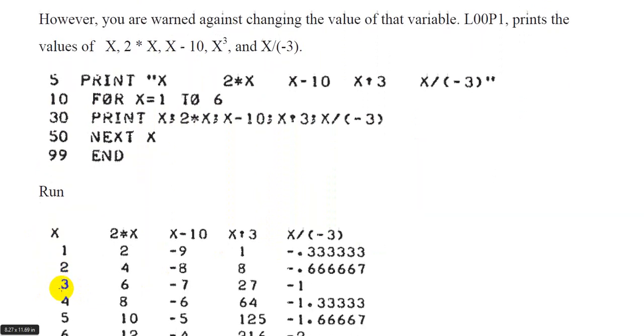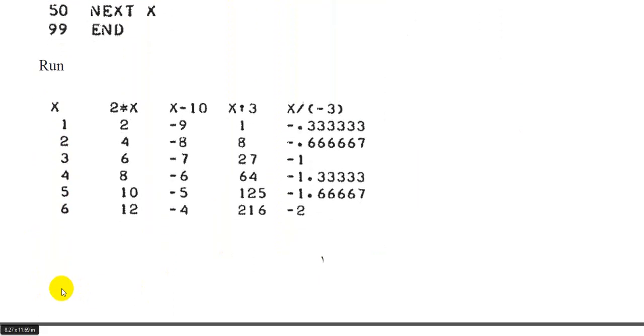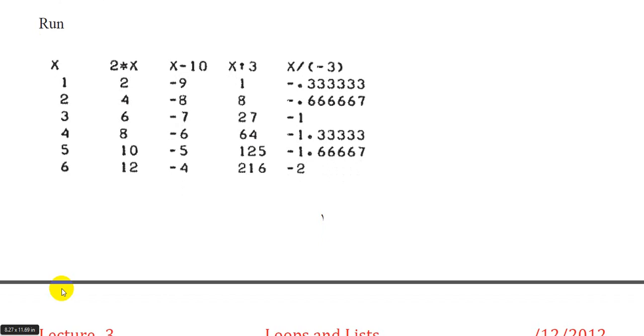So the values will be as follows. The source code for the values by the activity running will be as follows. X: 1, 2, 3, 4, 5, 6, and 2 times X: 2, 4, 6, 8, 10, 12. X squared will be as follows: 1, 4, 9, 16, 25, 36. X cubed: 1, 8, 27, 64, 125, 216. X squared minus 3, as you can see from right here.